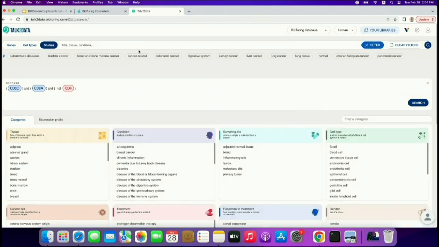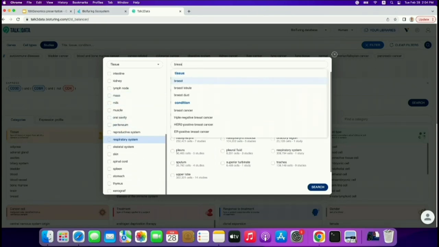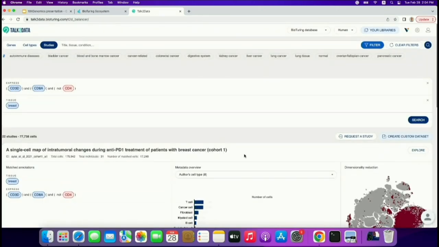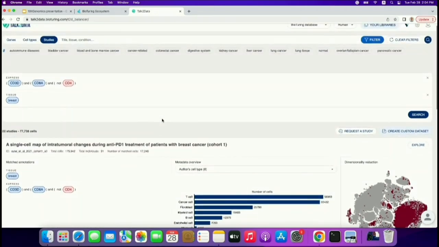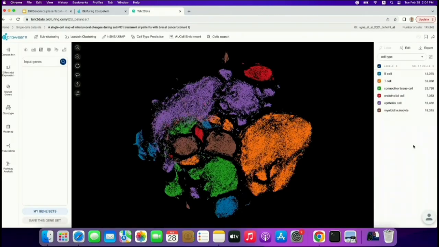Now, let's make the question a little bit more difficult. Let's try to search for the same thing, but let's explore breast cancer, any breast cancer data set here. The good thing is that we have all the metadata standardized. So now you can go and search for tissue, and you search for breast. And you can combine the search with genes and metadata. Now you can search and you found a single study.